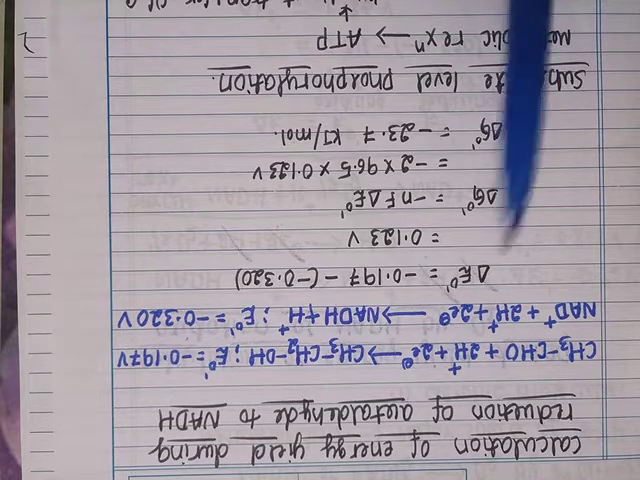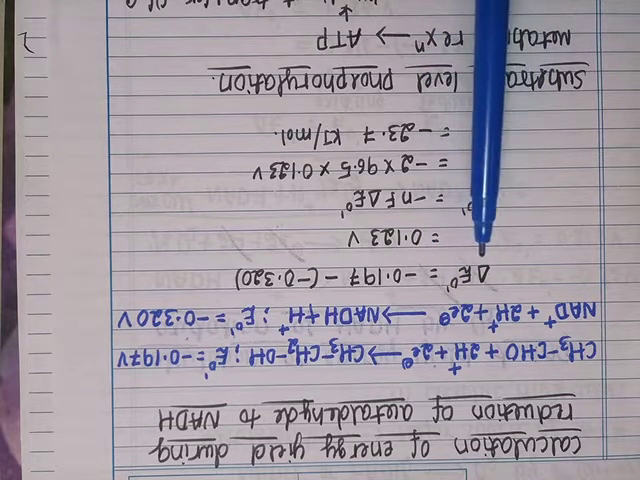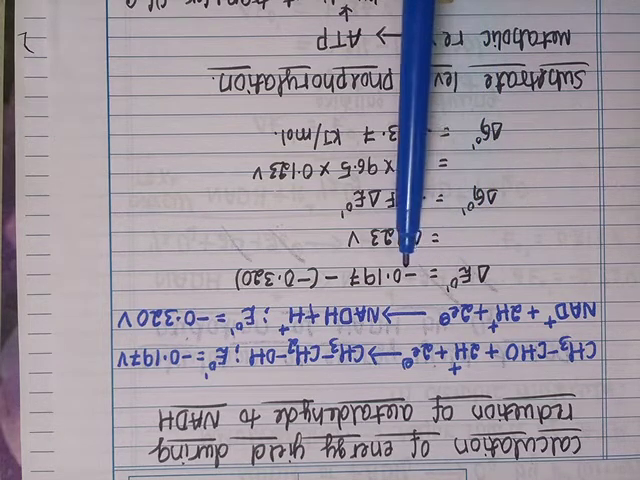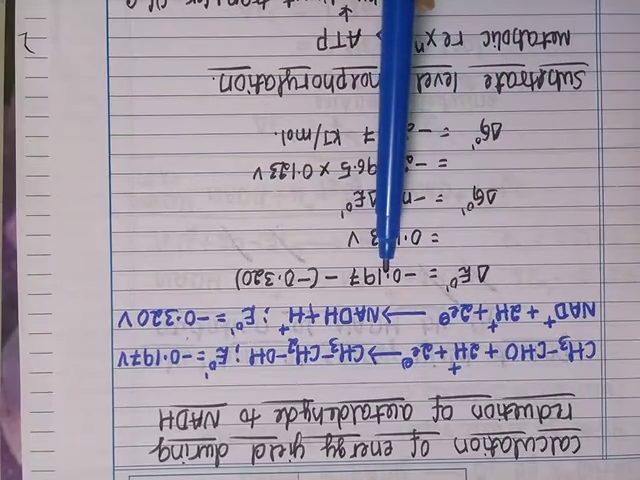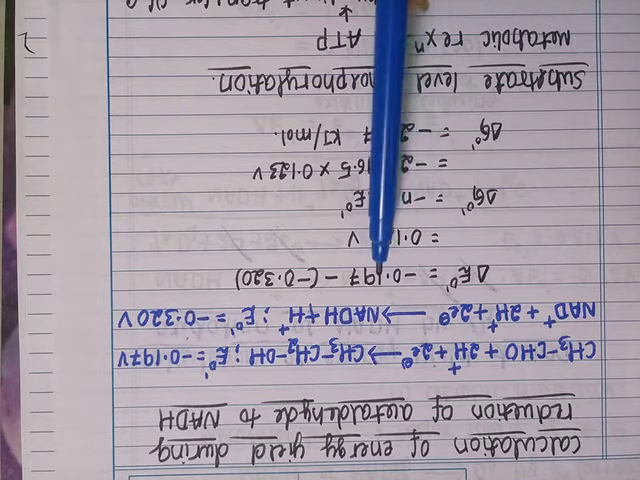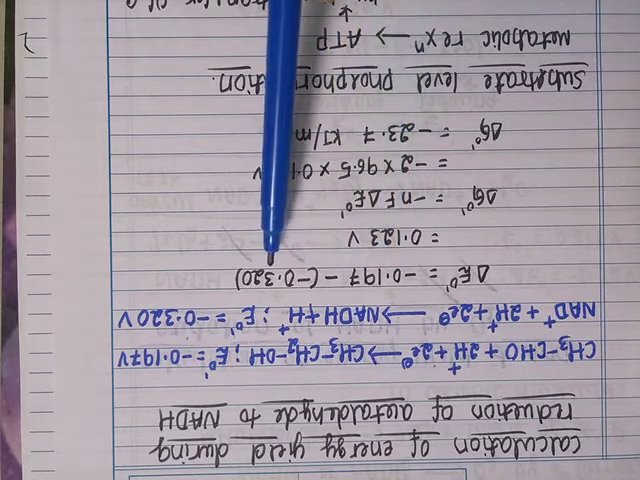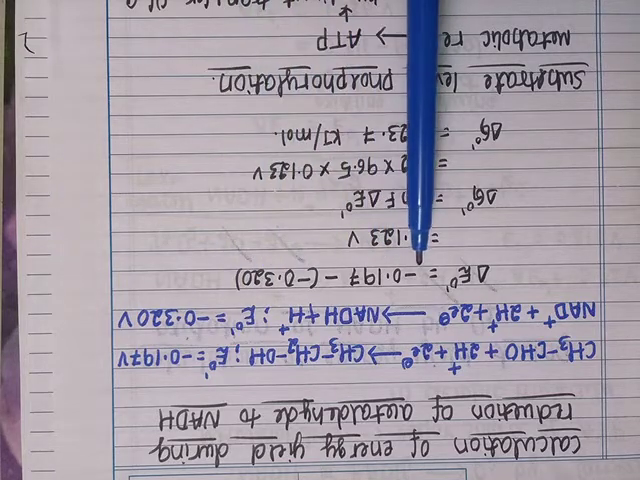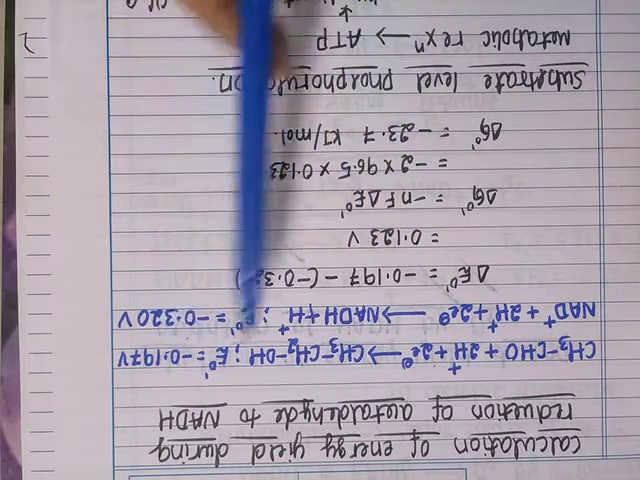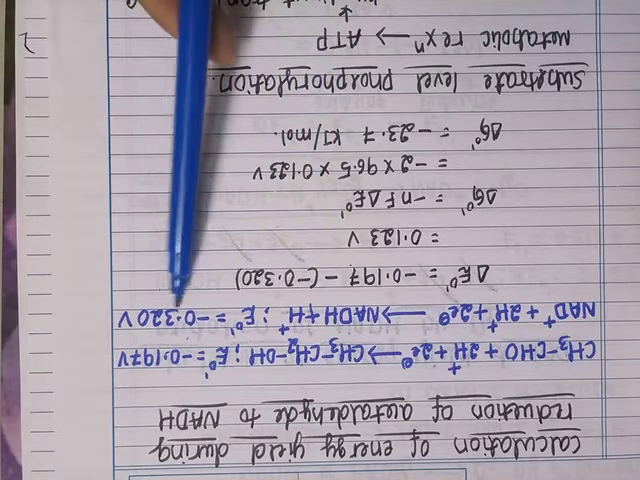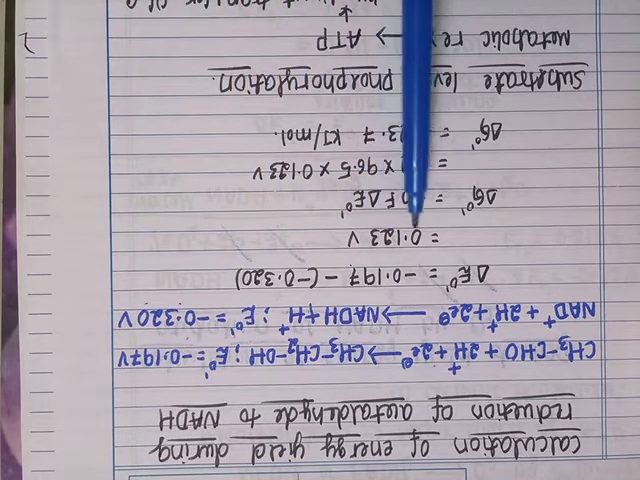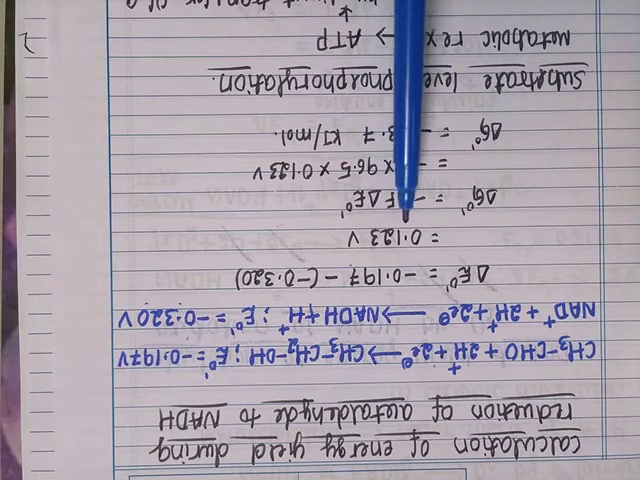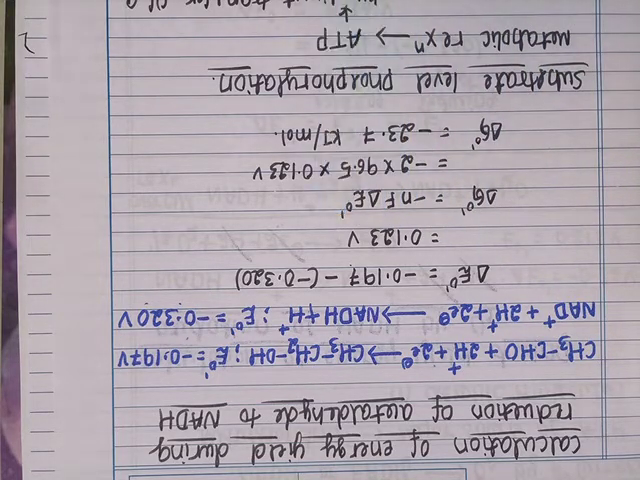If you calculate the change in the standard reduction potential, delta E naught is equal to the standard electrode potential of the oxidizing agent minus the standard electrode potential of the reducing agent. So that is minus 0.197 minus (minus 0.320). Therefore the standard reduction potential for the overall reaction is 0.123 volts.